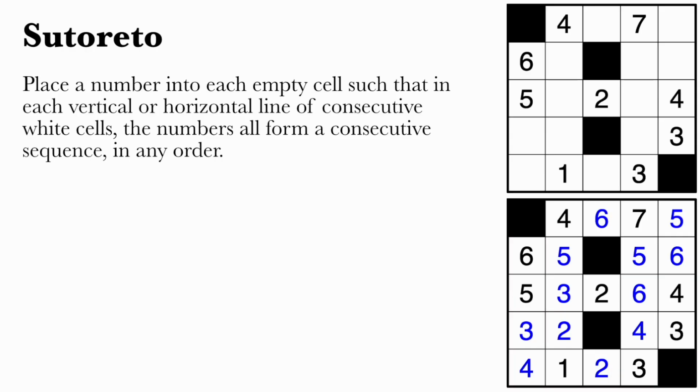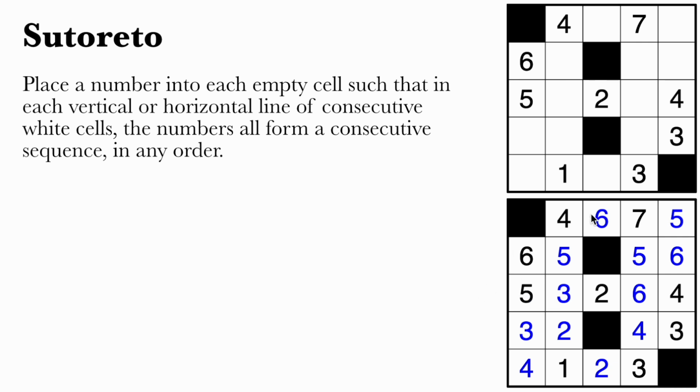In Sutoreto, we place a number into each empty cell such that in each vertical or horizontal line of consecutive white cells, the numbers all form a consecutive sequence in any order. So all we need to define here is consecutive. The obvious definition here, we're saying that this is a consecutive line, as is this. They don't see each other because they're blocked by this cell.